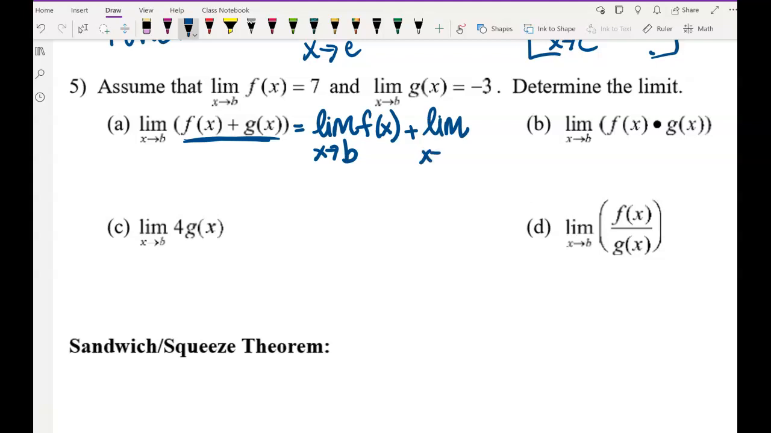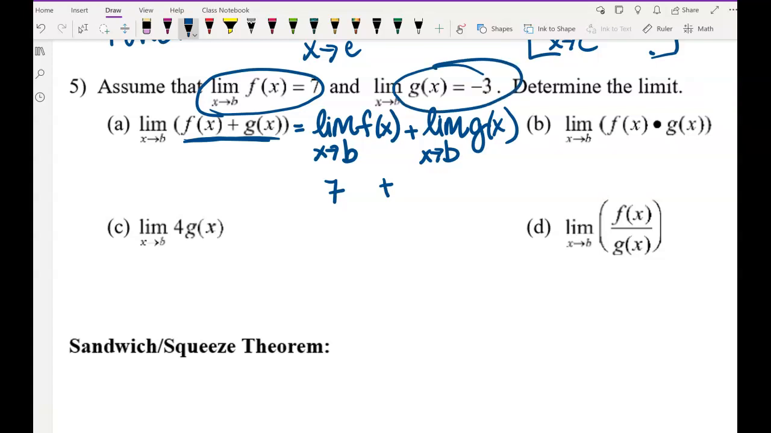By the properties that we just got done writing, we can do it apart like this. Well, they said the limit is 7 for f of x as x approaches b, and the answer is -3 for g of x. So therefore, the final answer is 4. Box that up. I want you guys to do B and C after I'm done with D.